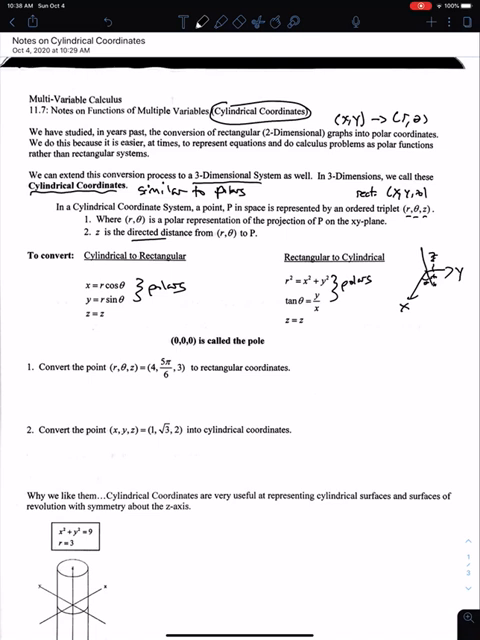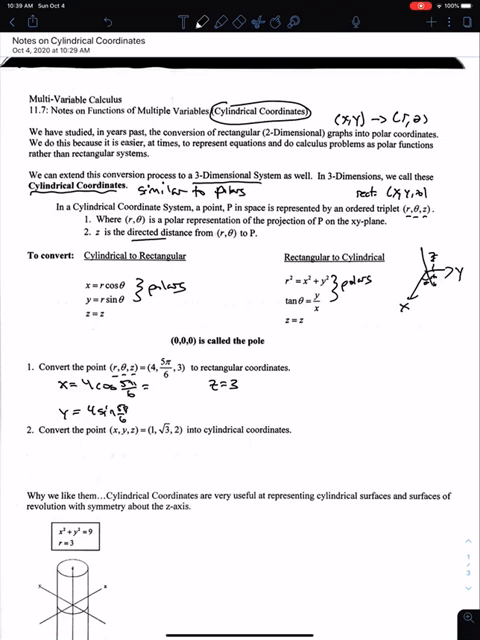We want to convert the following point, r, theta, z, into rectangular coordinates. That's not too hard to do. To get x, it's just going to become r, which is 4 cosine 5 pi over 6. Y equals r, which is 4 sine 5 pi over 6. And, of course, z is just going to be 3.